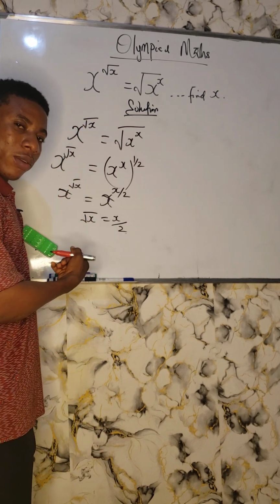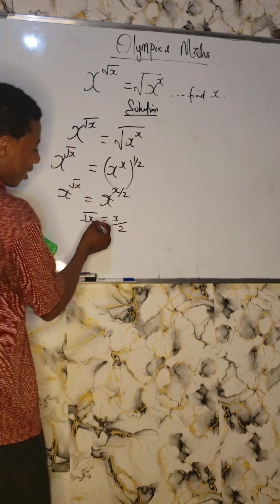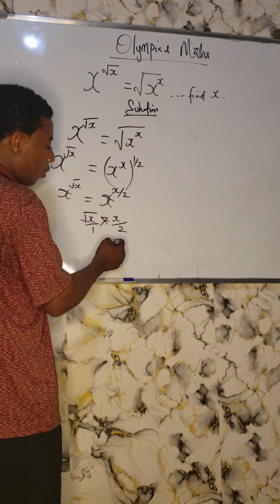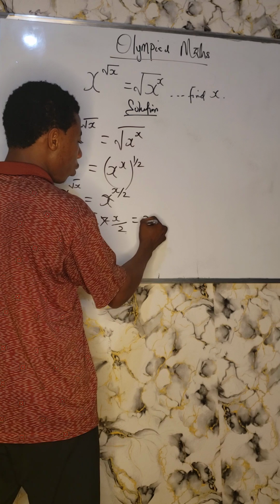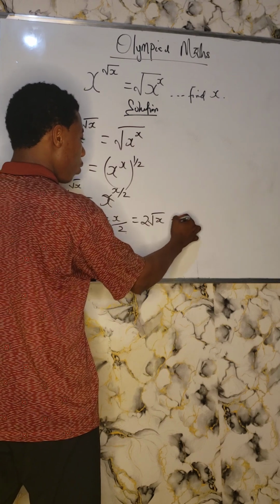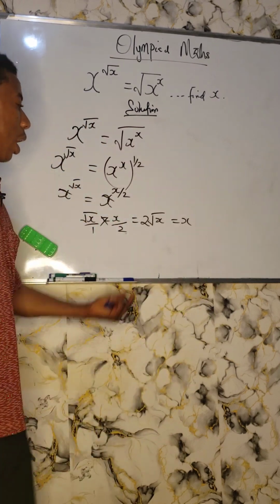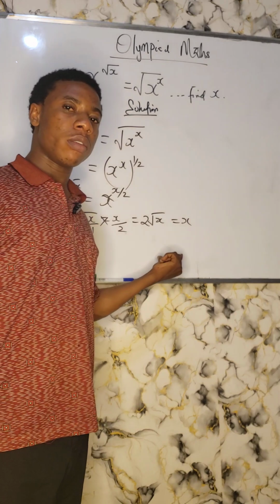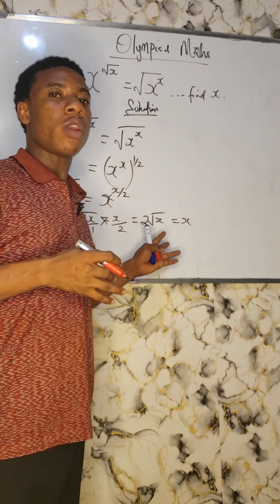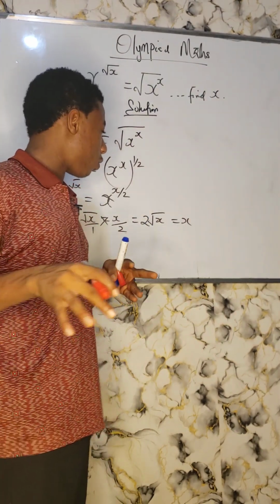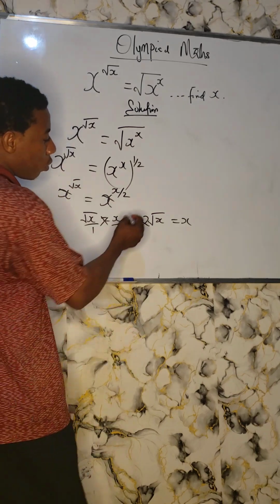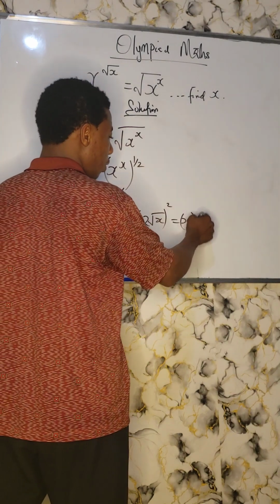Of course, you know what you can do here. This is very, very interesting. So this is just by cross multiplication. We're going to have 2 root x equals x. I think I have two ways of solving this. If you have another alternative way of solving or simplifying this, you can drop it in the comment section. Another way of doing that is to square both sides.